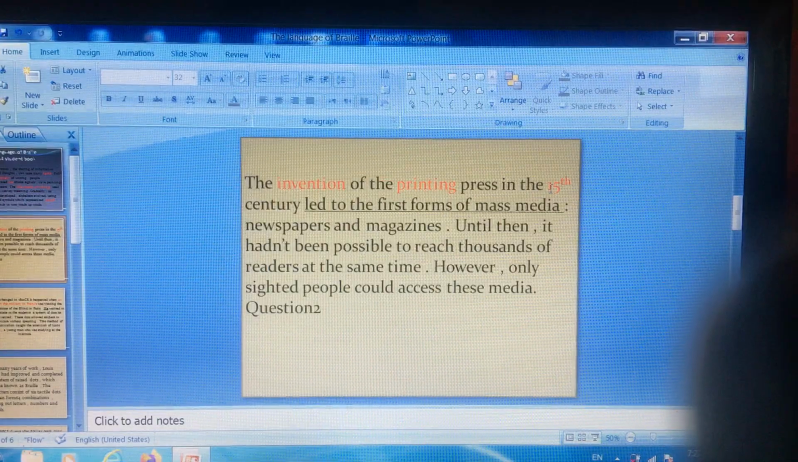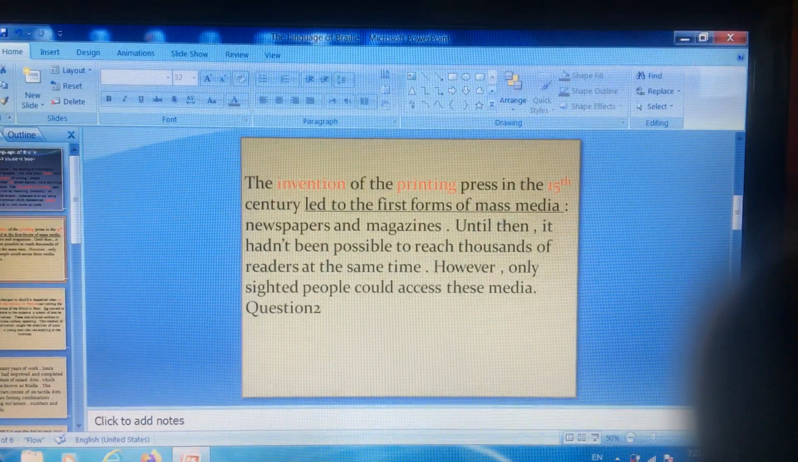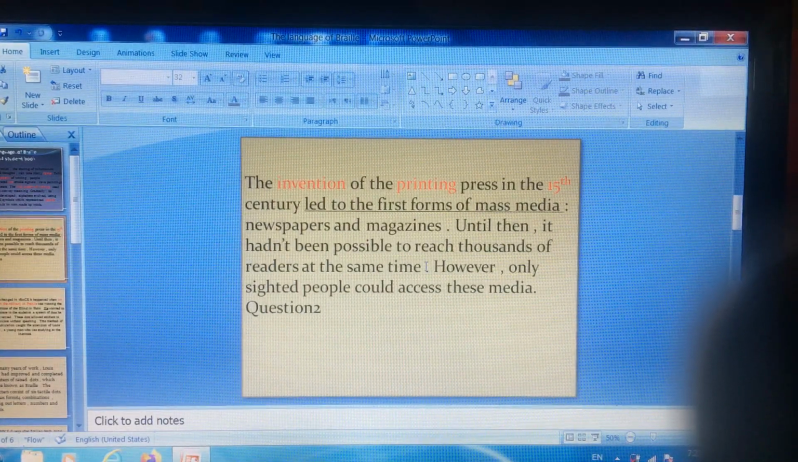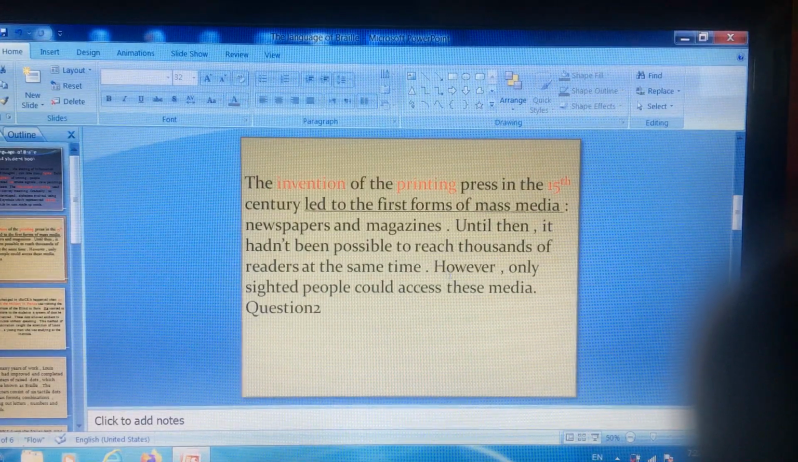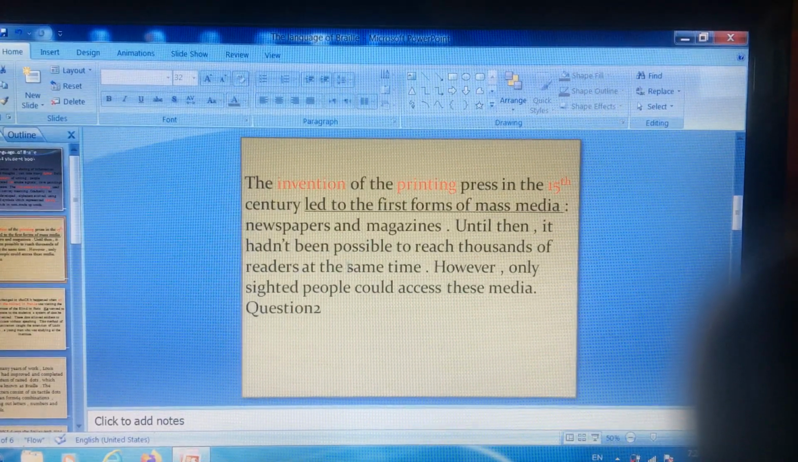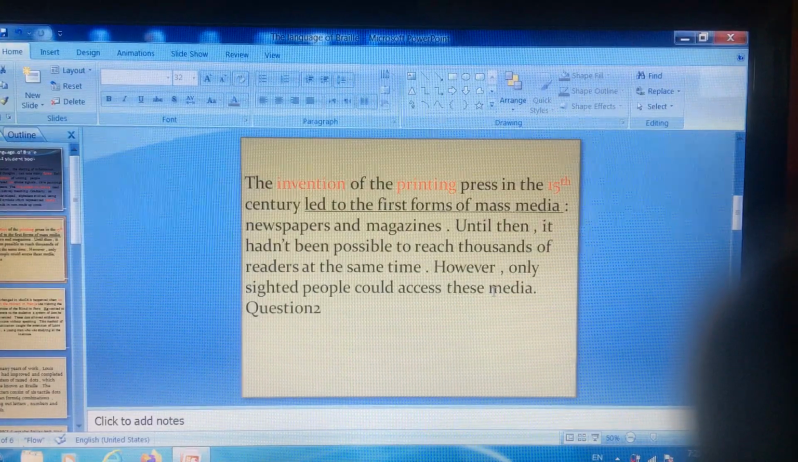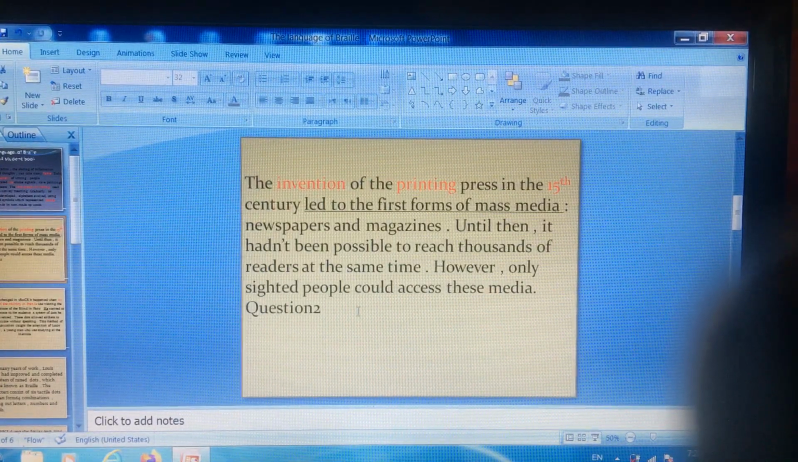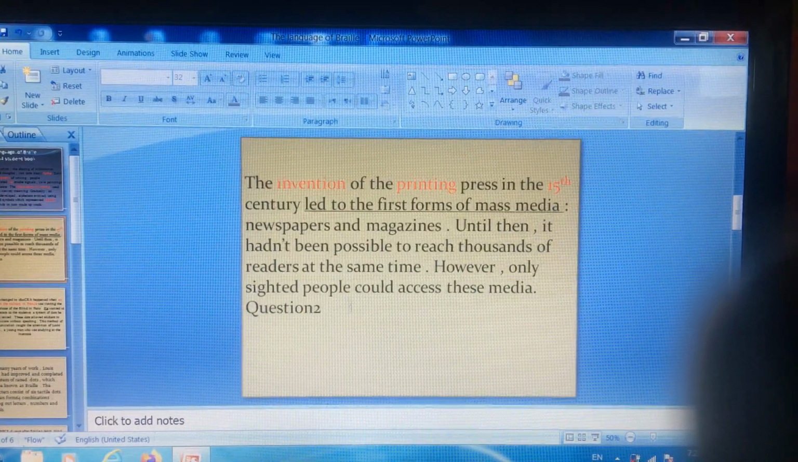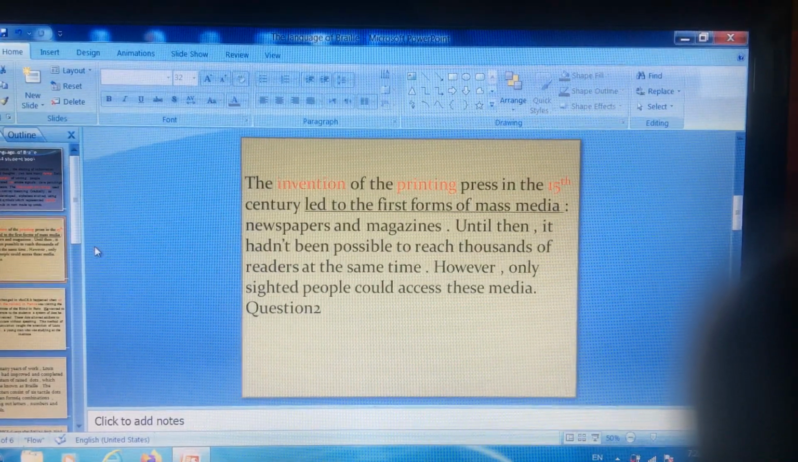قبل ذلك، قبل القرن الخامس عشر، ما كانش بالإمكان أن نوصل لقراء بالعدد هذا الكبير. However, only sighted people could access these media. This is the answer of question 2. The answer of question 2 is all this paragraph. Okay?